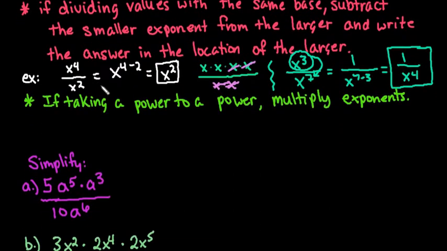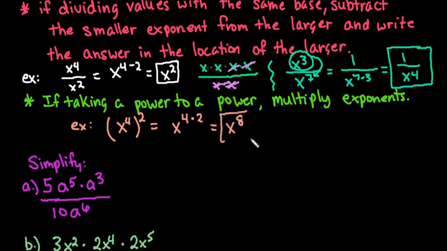And then our last rule that we often use with exponents is the power rule. So this happens if I have a power. Let's say, for example, that we have x to the 4th, and I square it. What I'm going to do is I'm going to multiply the 2 exponents. So I have 4 times 2 equals x to the 8th power.